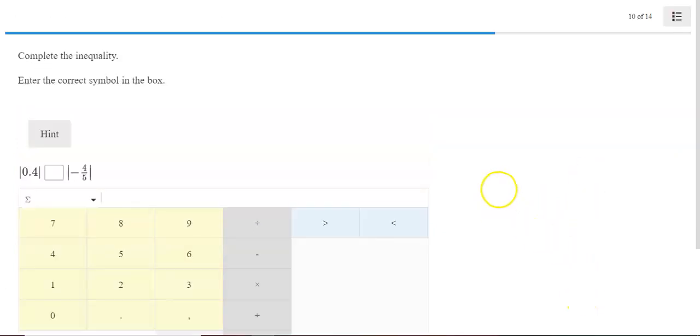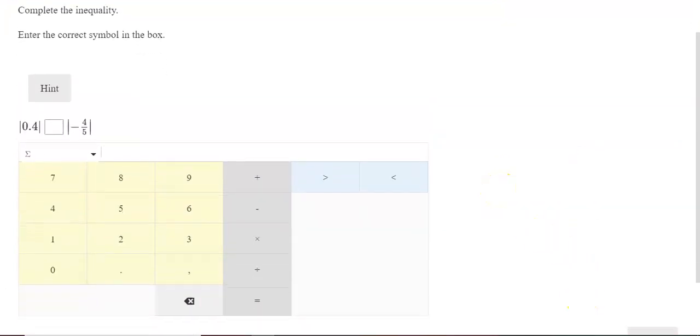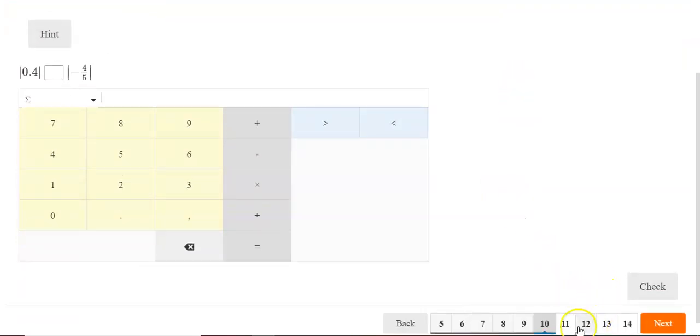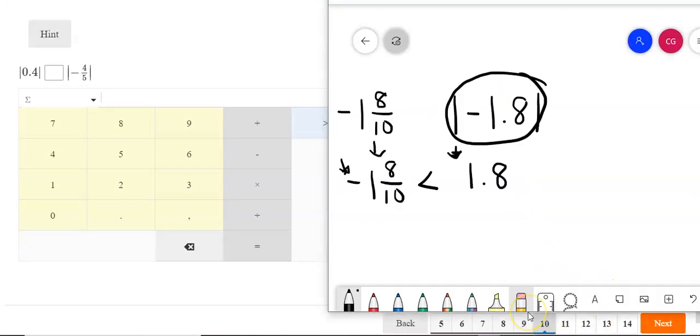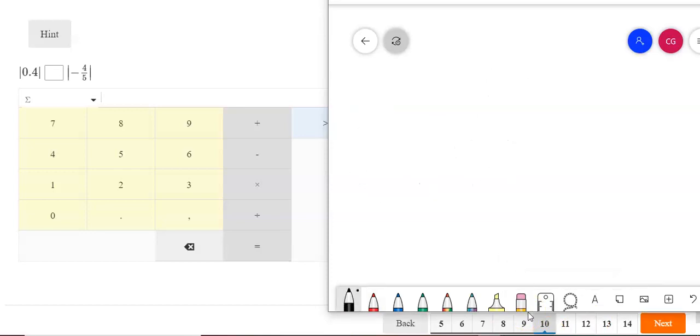Number 10. We're going to write an inequality, just like we did in the last one. An inequality is a less than or greater than. So the absolute value of 0.4 is 0.4. The absolute value of -4/5 is 4/5. So I'm going to write this guy right here as a fraction.